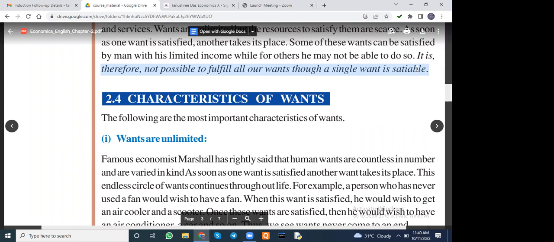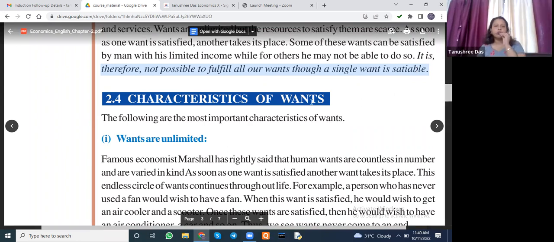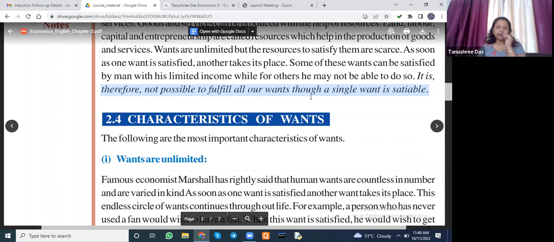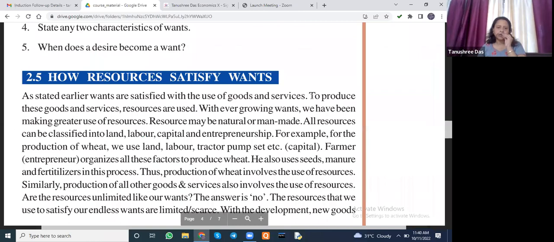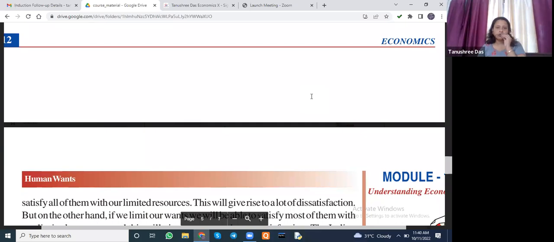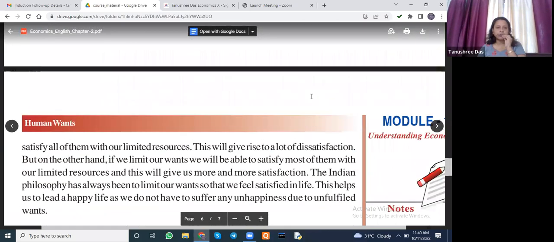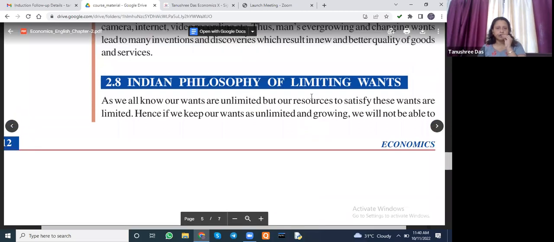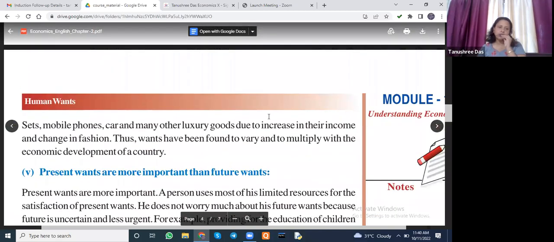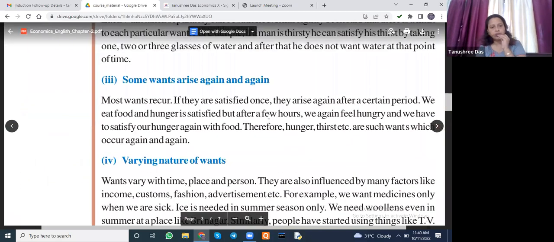Okay, so we'll keep it till this part. Tomorrow we'll start with the characteristics of want. This chapter is also very small, only five pages. We can finish the chapter tomorrow itself and move ahead with the next chapter. We have already reached page number 3, so two more pages will be there. Tomorrow we'll finish it and move ahead with the question answers.